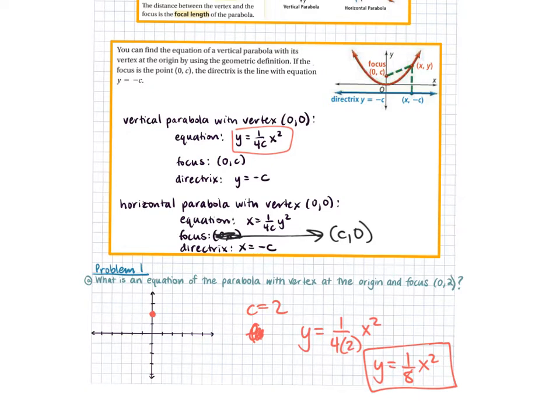I did put this here to graph, but I think that might confuse you, and I don't want to make this too long of a video. But this is just asking for the equation. This is the equation, and you have the formula here. You find your c is 2, and you just plug in your 2.